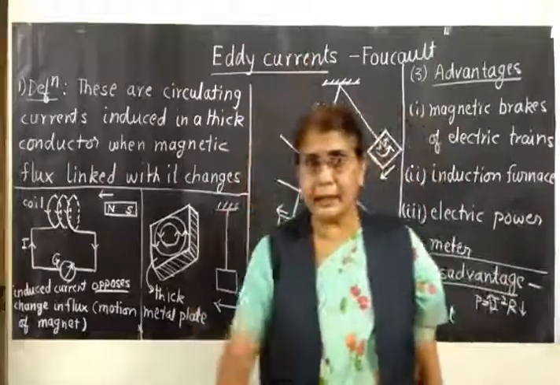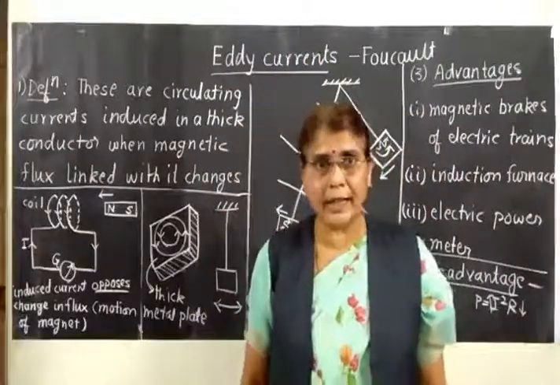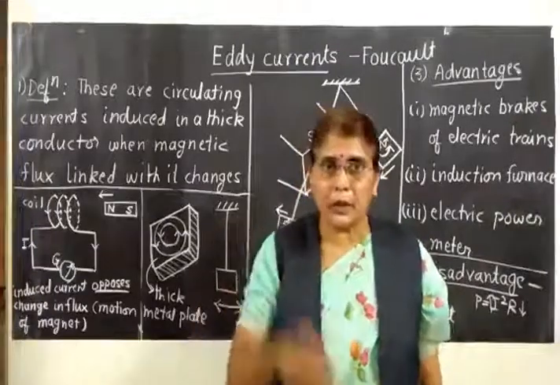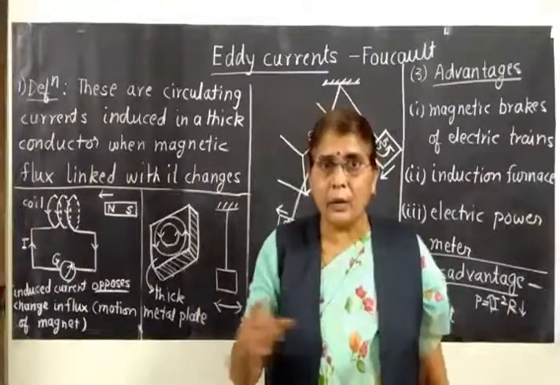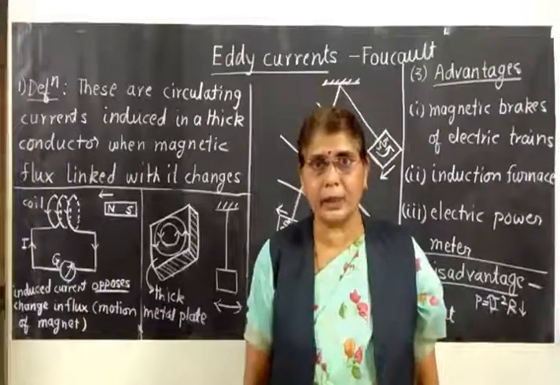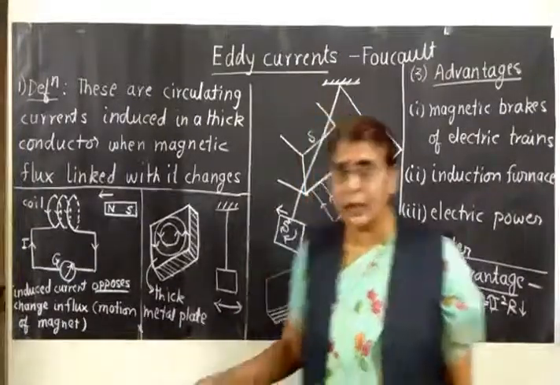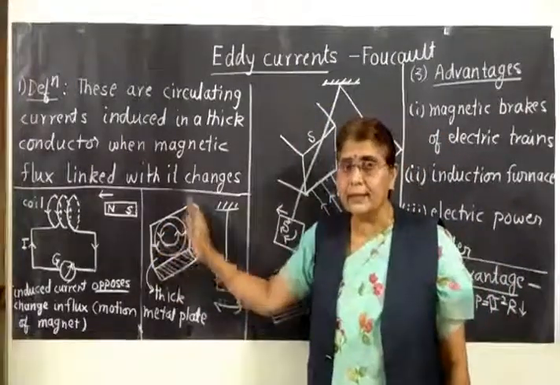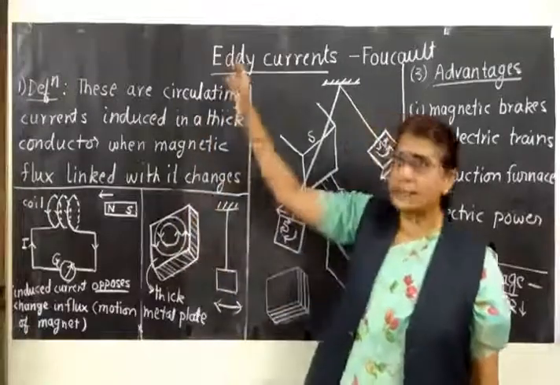The name eddy is given because of the meaning of the word eddy. Suppose there is a quiet surface of water. You drop a stone in it. What will happen? Around the stone, circular waves are created, ripples are created. We call them eddies. So here also the currents are in closed paths. They are circulating currents. That is why they are called eddy currents.